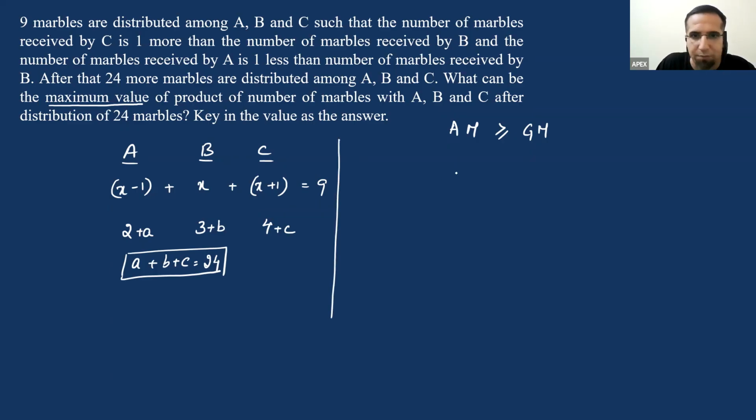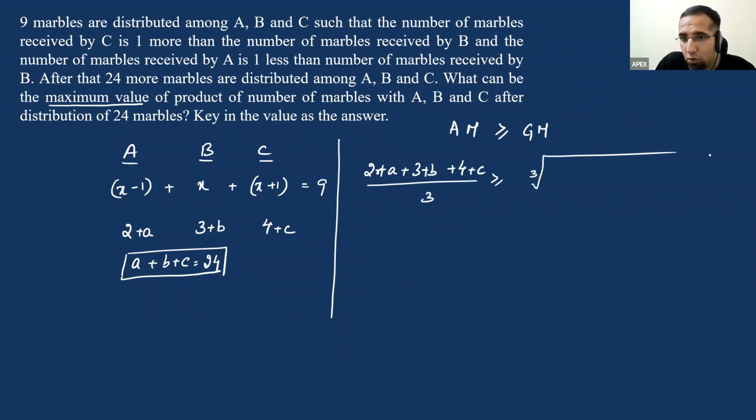So the arithmetic mean of 3 terms is nothing but the average of 3 terms. That is 2 plus A plus 3 plus B plus 4 plus C divided by 3, is greater than or equal to the geometric mean, which is the nth root. Since there are 3 articles, it is the cube root of the product of the 3 articles, that is 2 plus A into 3 plus B into 4 plus C. Right. Now, if I simplify this, this becomes 9 plus A plus B plus C divided by 3. And we know that A plus B plus C is nothing but 24. Clear? So 9 plus 24 will give you 33.